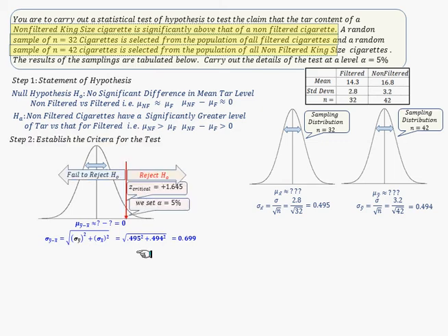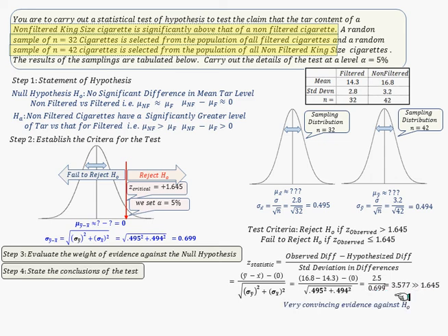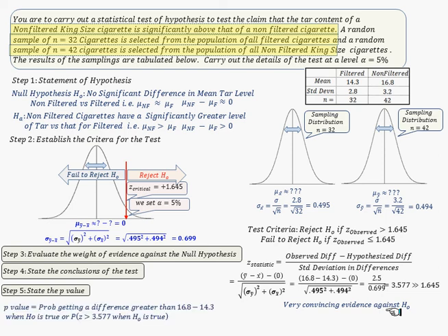In this case, if we consider an alpha of 5%, critical value 1.645, we reject H naught if your z statistic is beyond 1.645. Looking at the weight of evidence, the observed difference 16.8 minus 14.3, minus the hypothesized difference of 0, and on the bottom we have the standard deviation in differences, gives 3.577, far greater than 1.645. This is very convincing evidence against H naught.